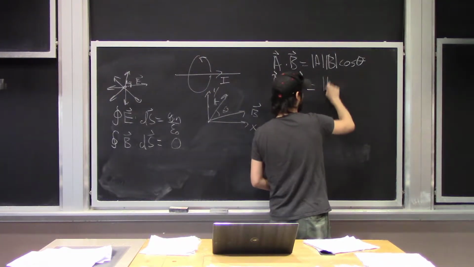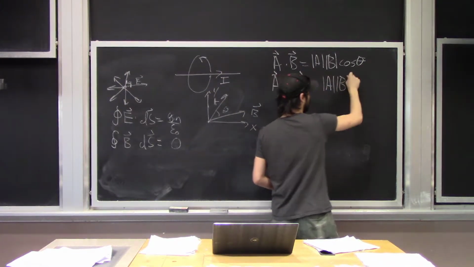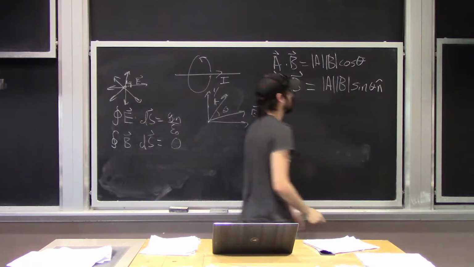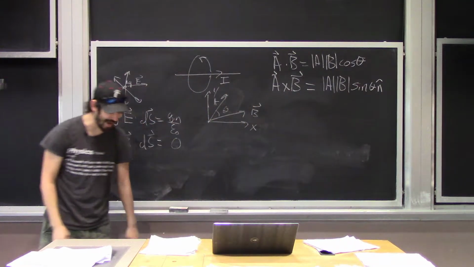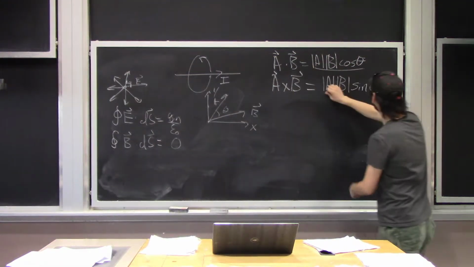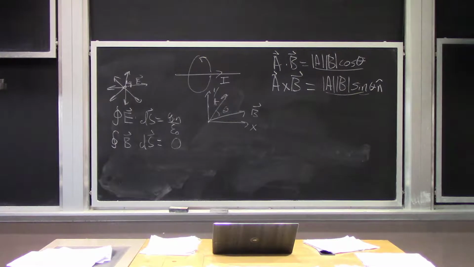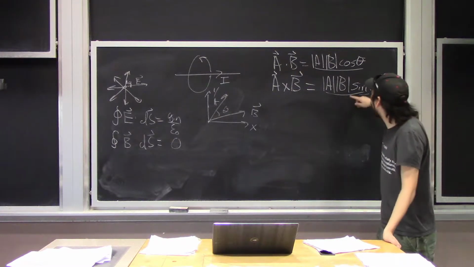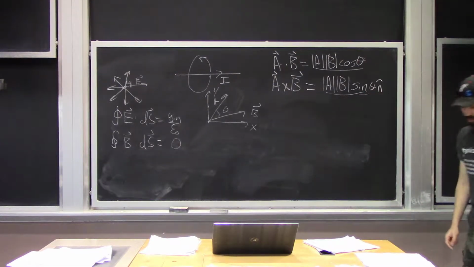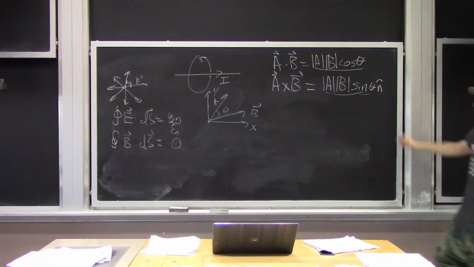This is equal to the magnitude of A times the magnitude of B times the sine of the angle between them times some unit normal vector n hat. Okay, so this portion right here should seem to make sense, because what it says is the cross product is maximized when the two vectors are perpendicular. It's minimized when they're parallel. But then we also have this unit normal vector here.